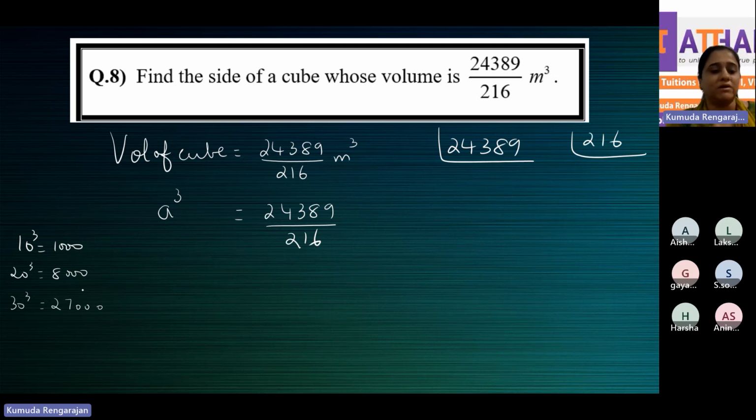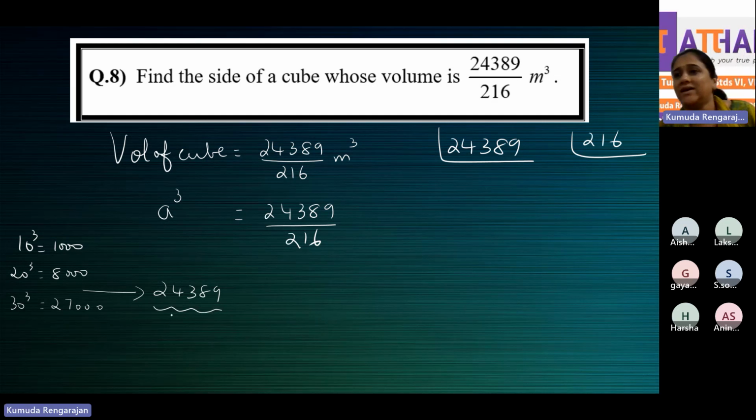Now, clearly the number 24,389 lies between these two perfect cubes, 8,000 and 27,000. So its cube root should be between 20 and 30, because it lies between the perfect cubes 8,000 and 27,000. It's not 20, it's not 30, it's some number between 20 and 30. Now, what is that number?